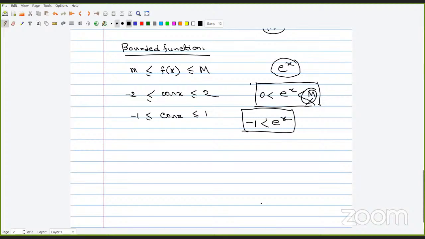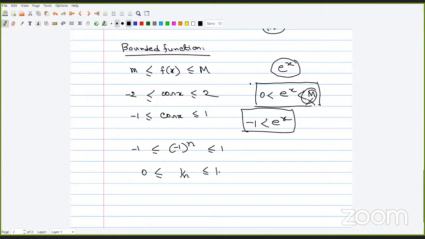-1 to the power n. So what are the bounds? 1 and -1. So -1 and plus 1. Okay. 1 by n, 1 by n. Is it bounded? Yeah. So what is the upper bound and lower bound? 0 and 1. So this is one bound.